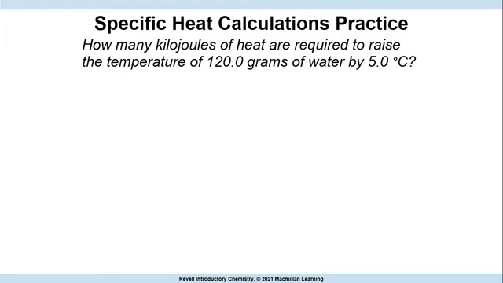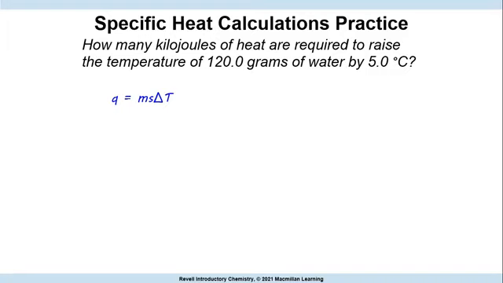Now let's look at an example where we are going to apply a formula to calculate some parameters here. How many kilojoules of heat are required to raise the temperature of 120.0 grams of water by 5.0 degrees Celsius? So we are calculating heat here, and from the formula we've seen, we need to always take that formula. Q = msΔT, where Q is the heat, M is the mass, S is the specific heat, and delta T is the change in temperature.